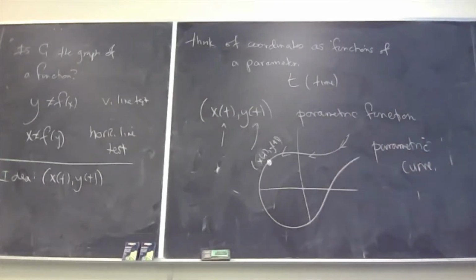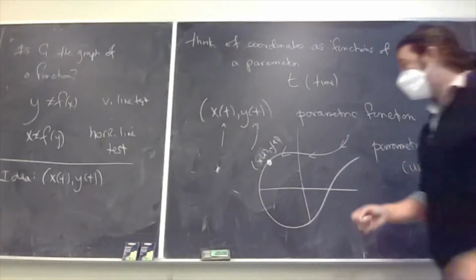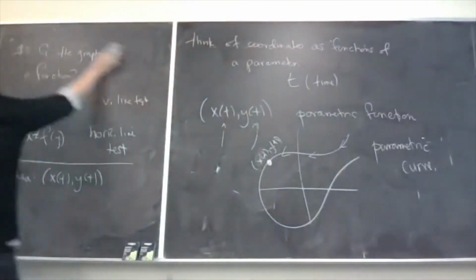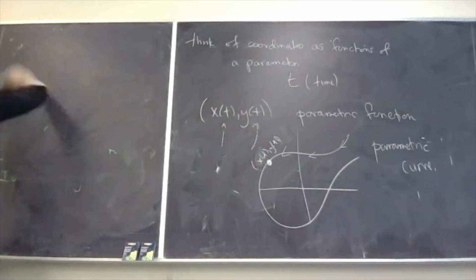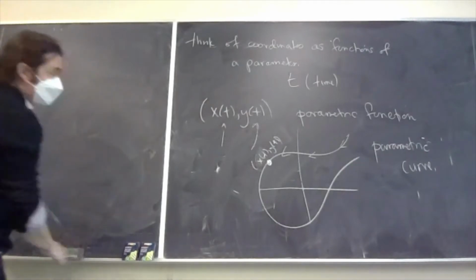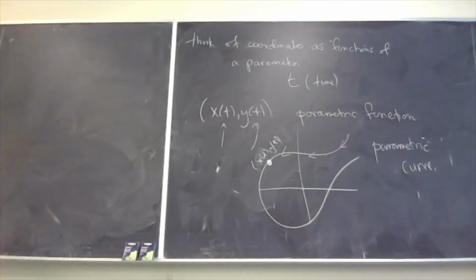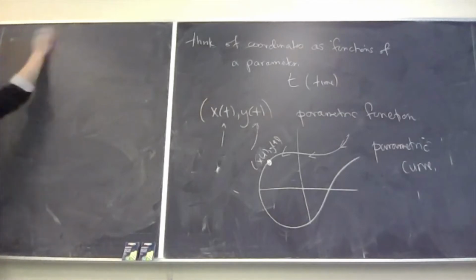And you can describe things with parametric functions that you can't otherwise. All right, so let's look at an example of a parametric function and the parametric curve that we get out of thinking about what the coordinates are doing. So the way these are typically presented might look something like this.